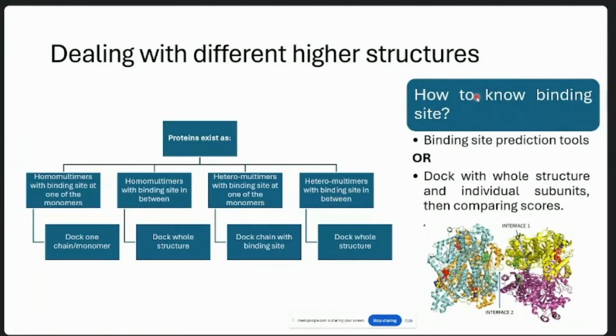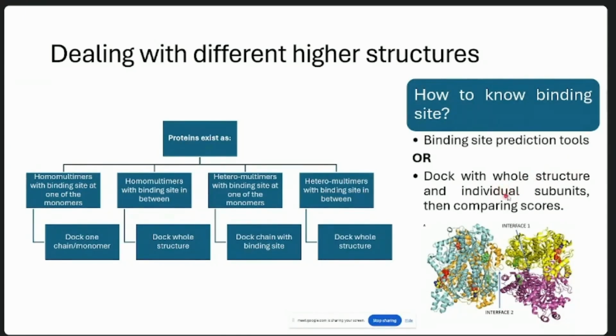How do we know about the binding sites? The binding site could be previously known from the literature. If it's not, we have certain algorithms, binding site prediction tools. We'll see one. It will score the different binding sites and give you the most probable binding site, and probably the most druggable binding site that is suitable for targeting by a drug. Or, if we want to know whether the binding site is at the interface or at a single subunit, we can dock the whole structure and dock individual subunits, and compare the scores, or the binding energies. If the most favorable interaction was with the whole structure at the interface, then it's probably at the interface.